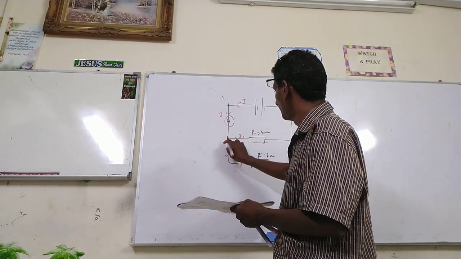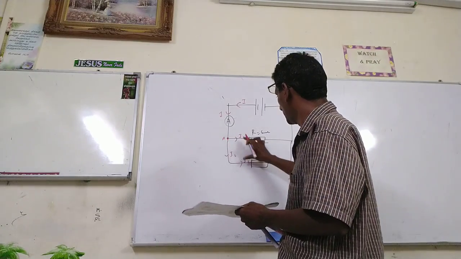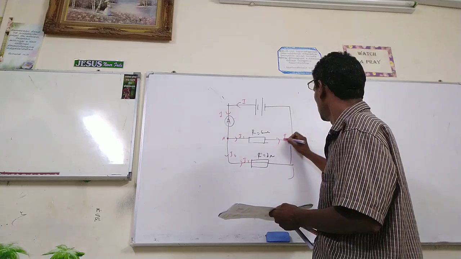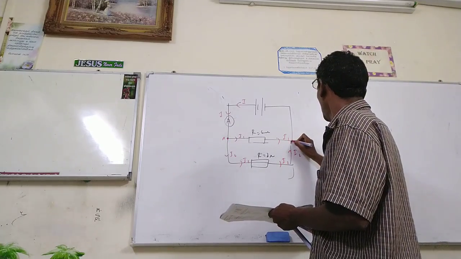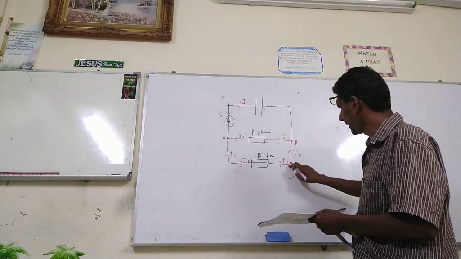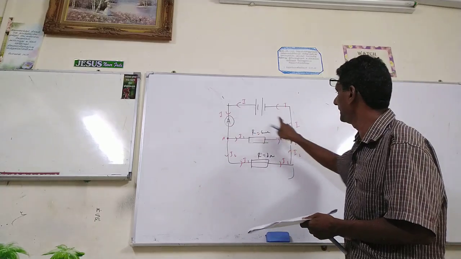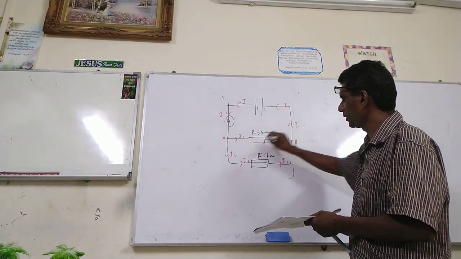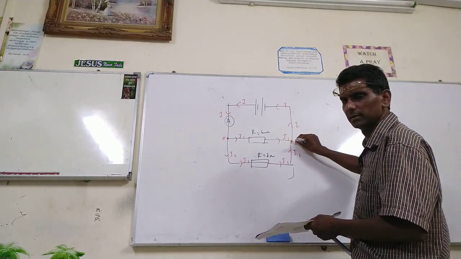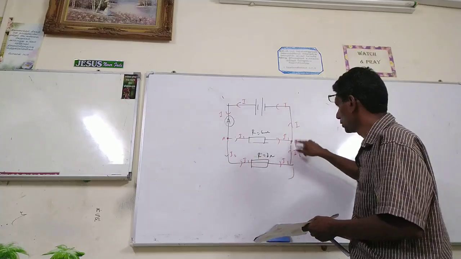The current will split at A1, into I1 and I2. They join back at B. I1 and I2 join back to become I, the total current. So the total current here and here will be the same. It's splitting here and joining back here.